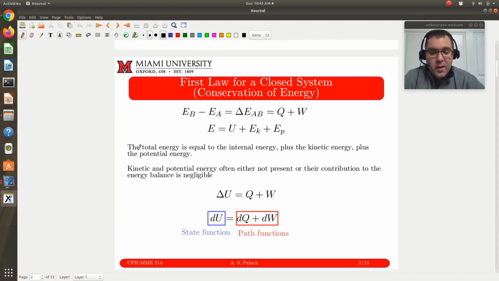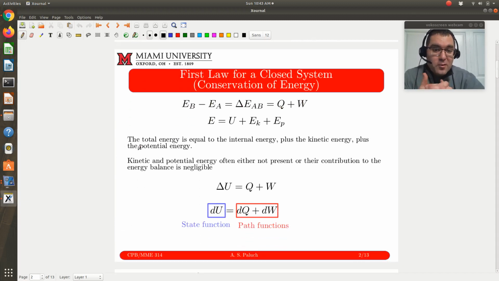All right, so the first law of thermodynamics is nothing more than an energy balance. So we're going to have some change in state from some state A to some state B. So the energy of state B minus the energy of state A, which we'll designate as delta E AB, is equal to Q plus W. The change in energy of my system is equal to the sum of Q plus W, where Q would be heat added to or removed from my system, and W would be work done on or by my system.